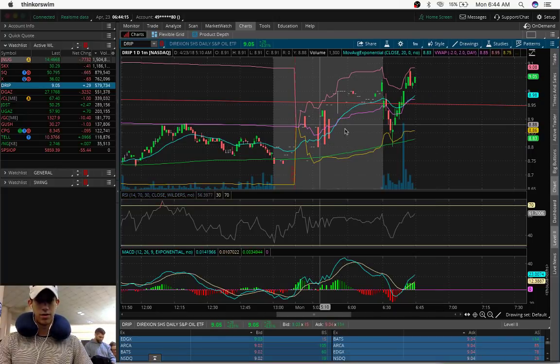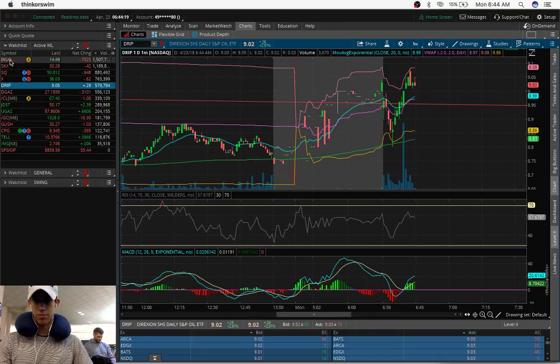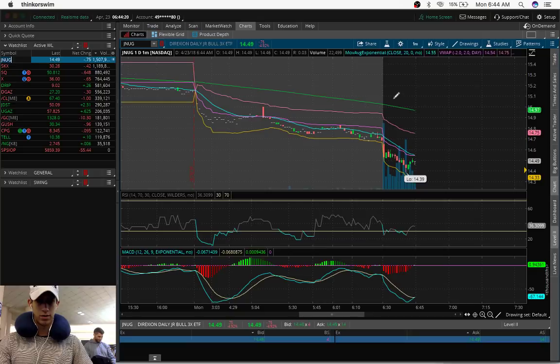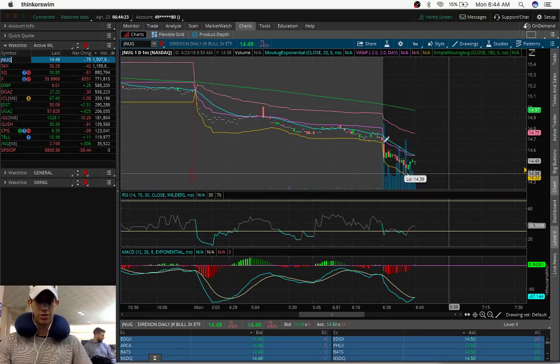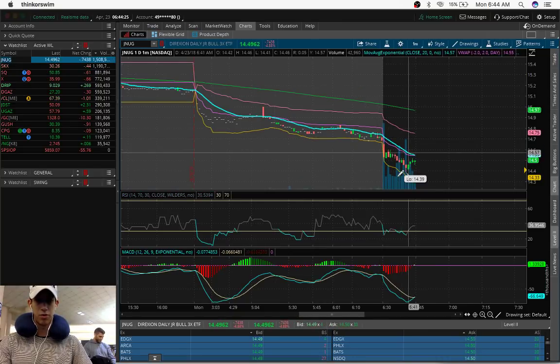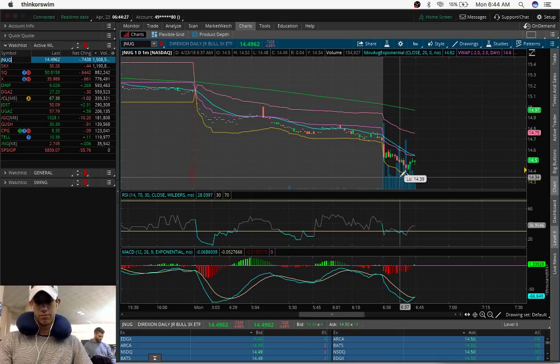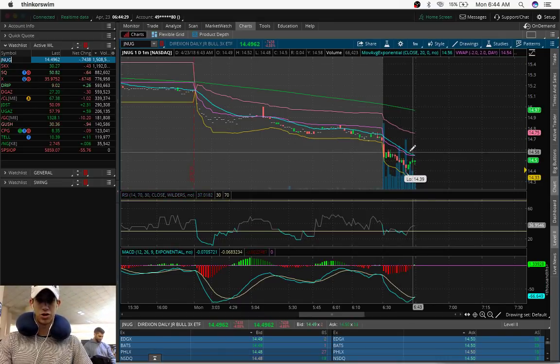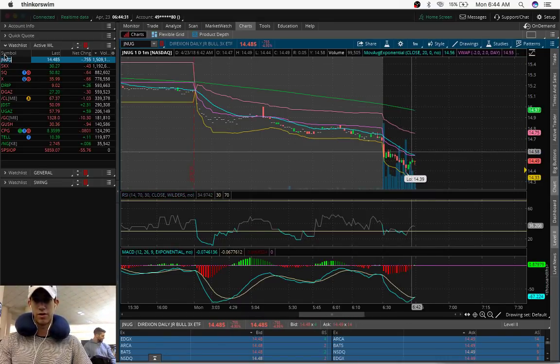But yeah, so right now we've got DRIP still pushing up. Let's see how this is trading. Yeah, so JNUG is definitely still actively trading below the middle VWAP and bottom VWAP. So just watch out for the rejection of the potential reversal pattern there.